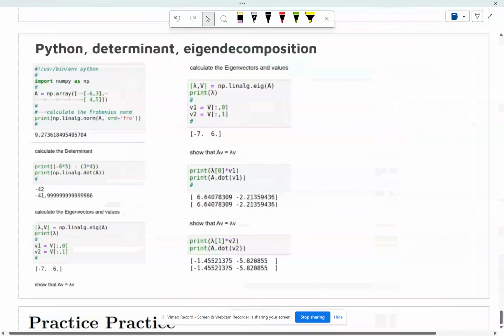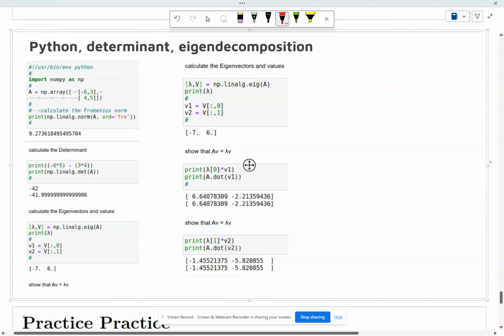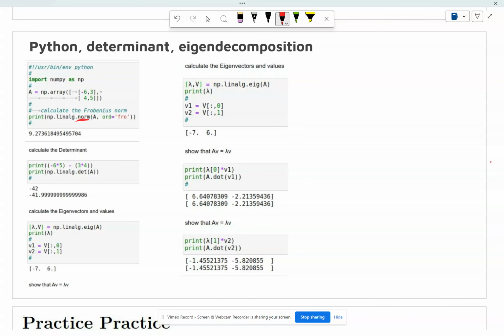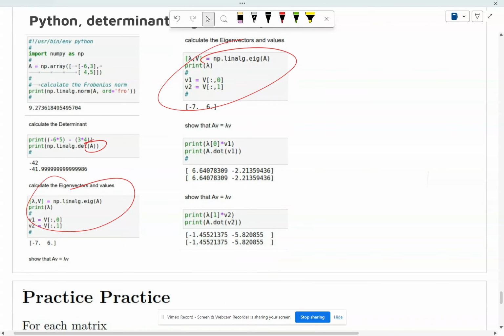So a little bit more Python code. If you want to find the Frobenius norm, which we talked about in the beginning, it's just norm with fro. To calculate a determinant, it's just det of A. And the rest of the eigenvalue functions, we already talked about.